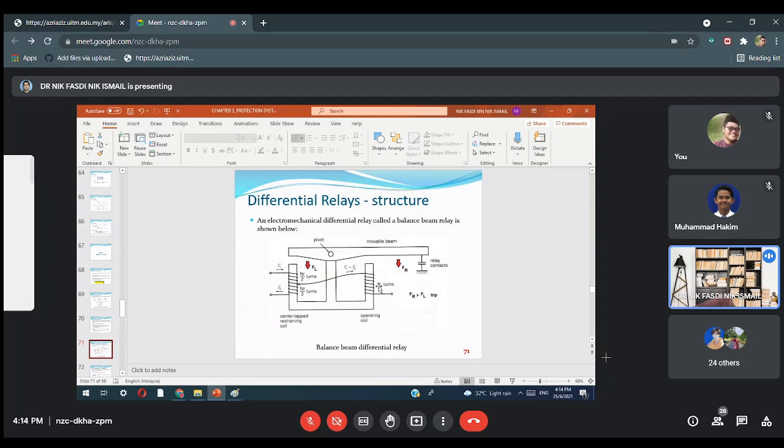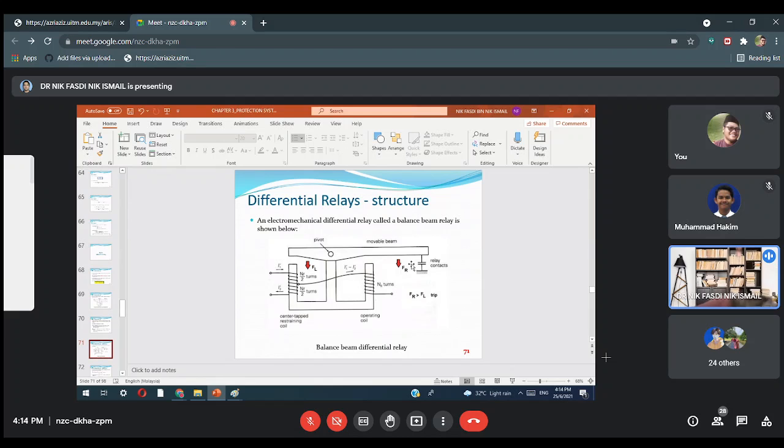When the operating coil turns on, what is FL? FL is the force left, and FR the force right. Whenever force right is greater than force left, it will trip. It means it will move downward. It will push the contact to turn on. This is the structure of the differential relay.